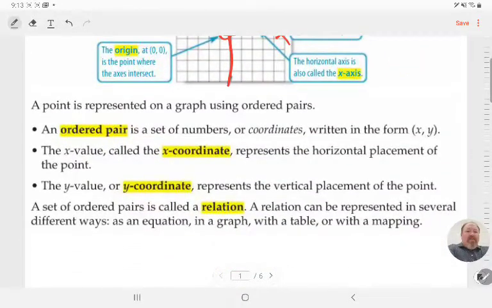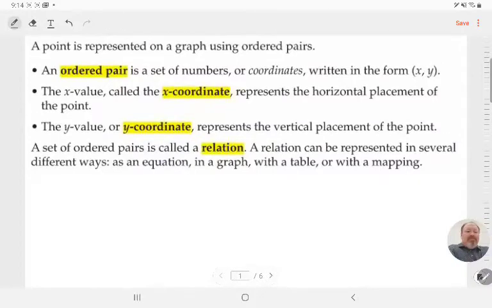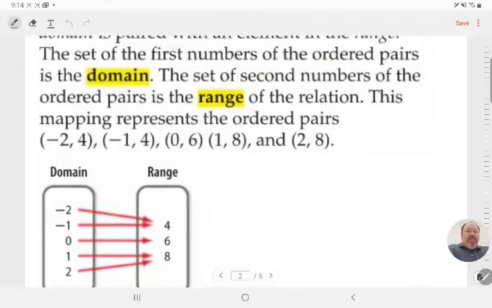The x value is called the x coordinate, and the y value is called the y coordinate. A set of ordered pairs is called a relation. A relation can be represented in several different ways, as an equation, a graph, with a table, or with mapping. So let's take a look at those.